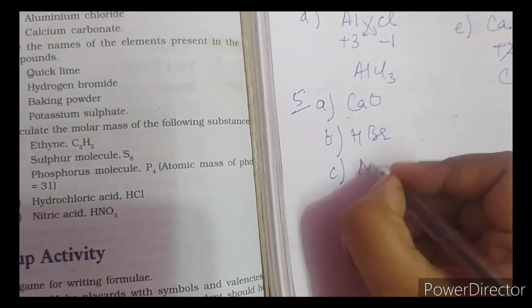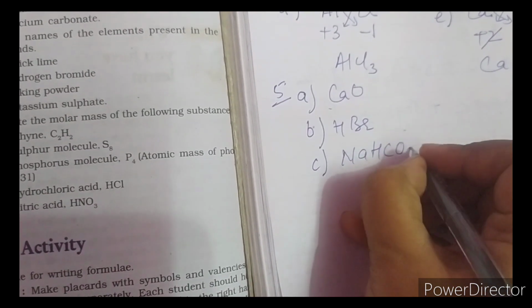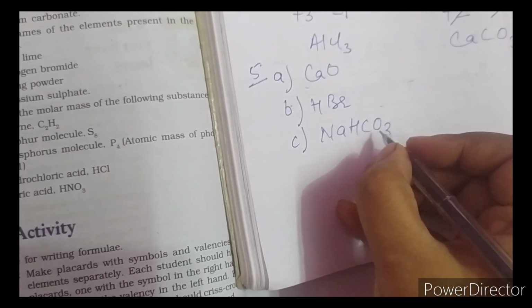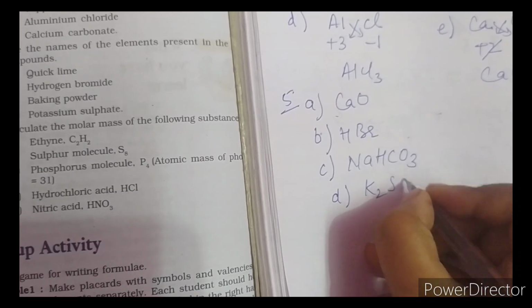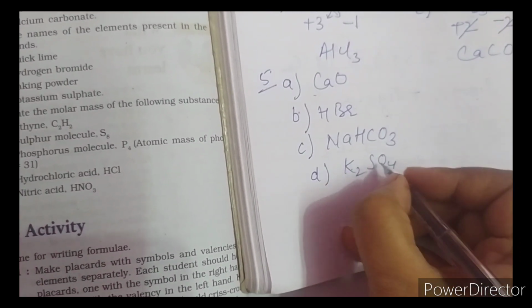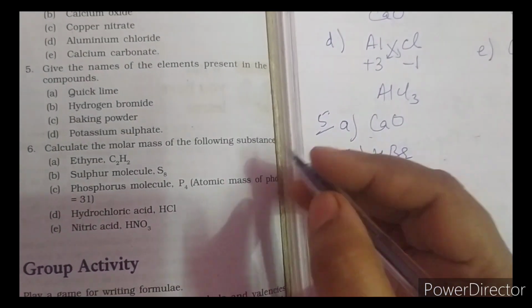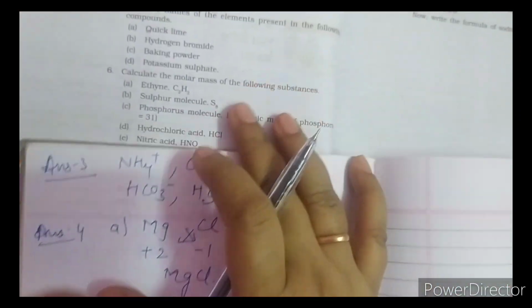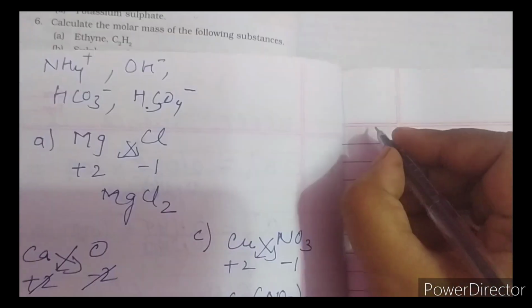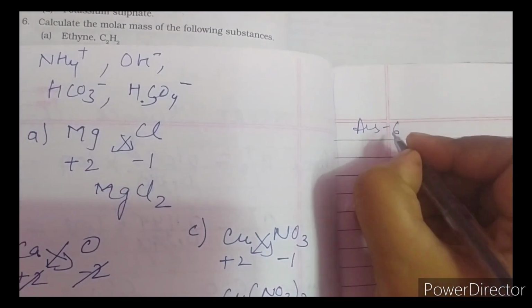Baking powder, NaHCO3. So the elements are sodium, hydrogen, carbon and oxygen. Potassium sulfate, K2SO4. So the elements are potassium, sulfur and oxygen. Next question is, calculate the molar mass of the following substances. So let's calculate the molar mass of the following substances. First is answer number 6.